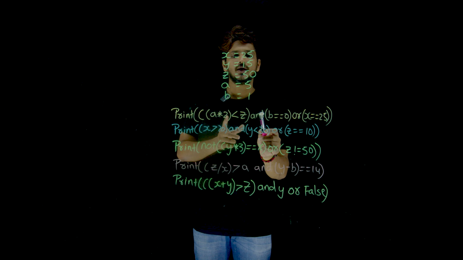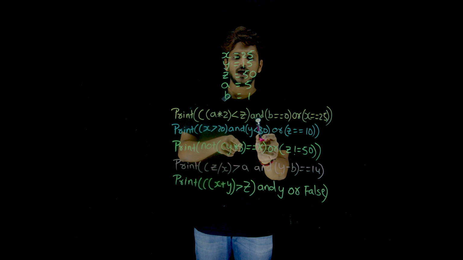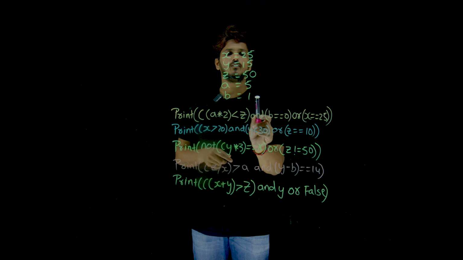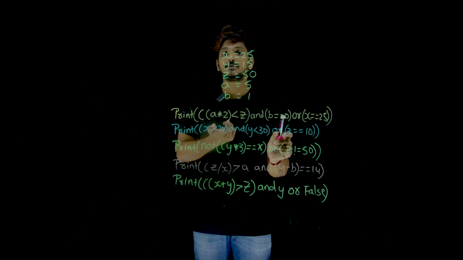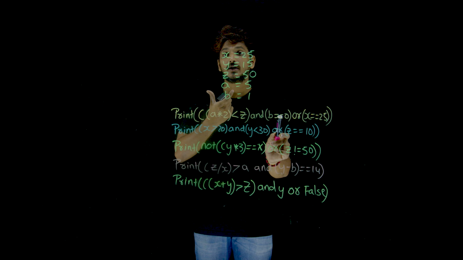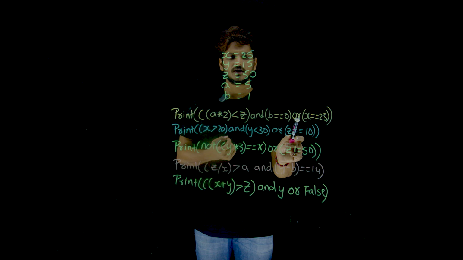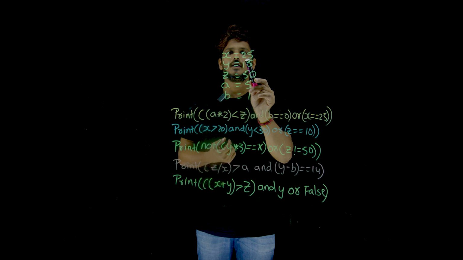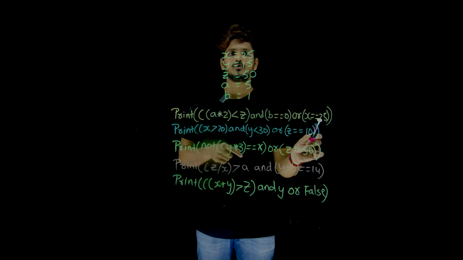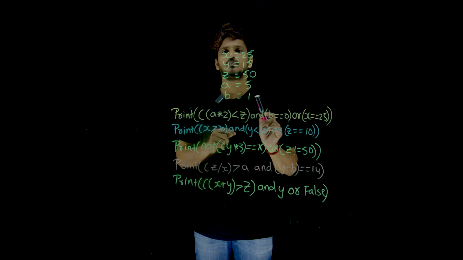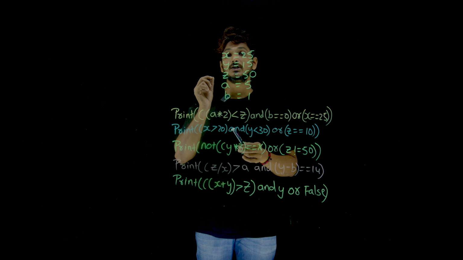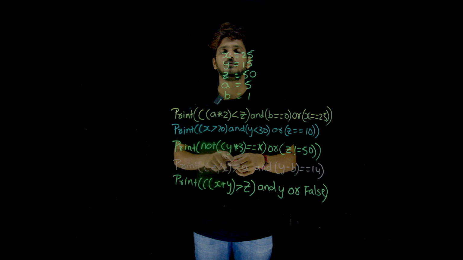Now this is going to be ANDed with B equal to 0. What is B? 1. 1 equal to 0 is false. True and false, you are going to get false. Or X equal to 25: 25 equal to 25 is true. False or true, you are going to get true. So finally, this print statement is going to display the true value.